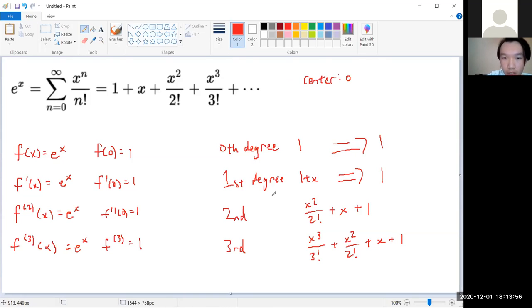And then for the next polynomial, we're going to have to take the derivative twice. So when you take the derivative of this polynomial twice, what do you get?